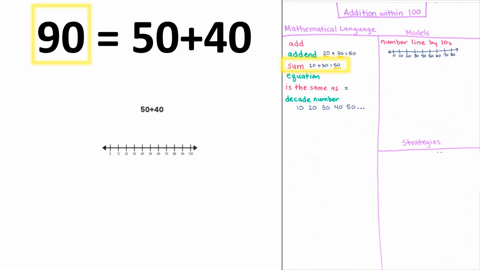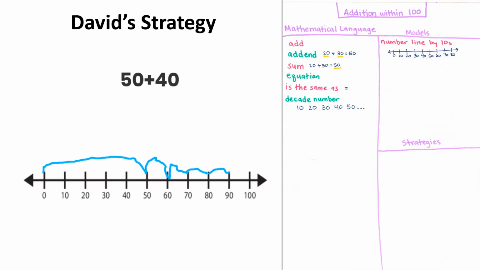50 plus 40 is the same as 90. Great, thanks Nicole. We now know that the sum, or total when adding, is 90.